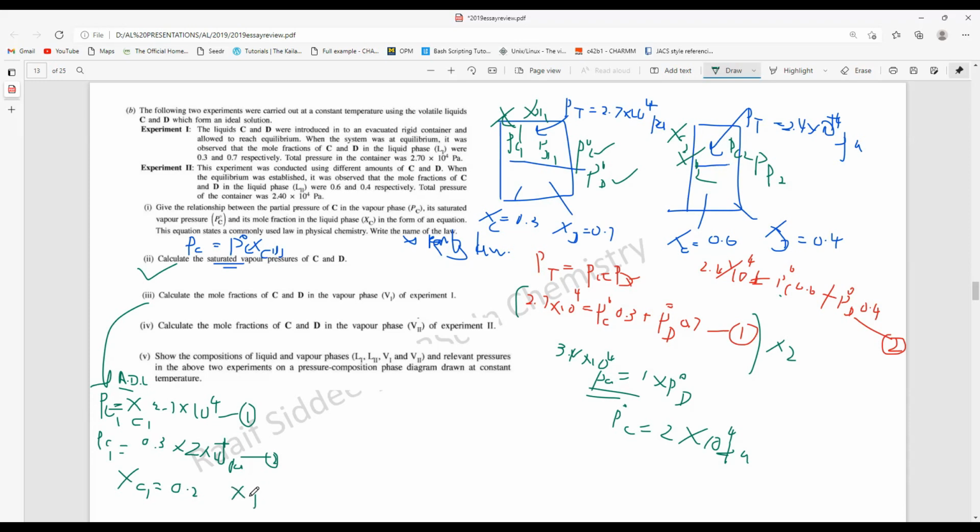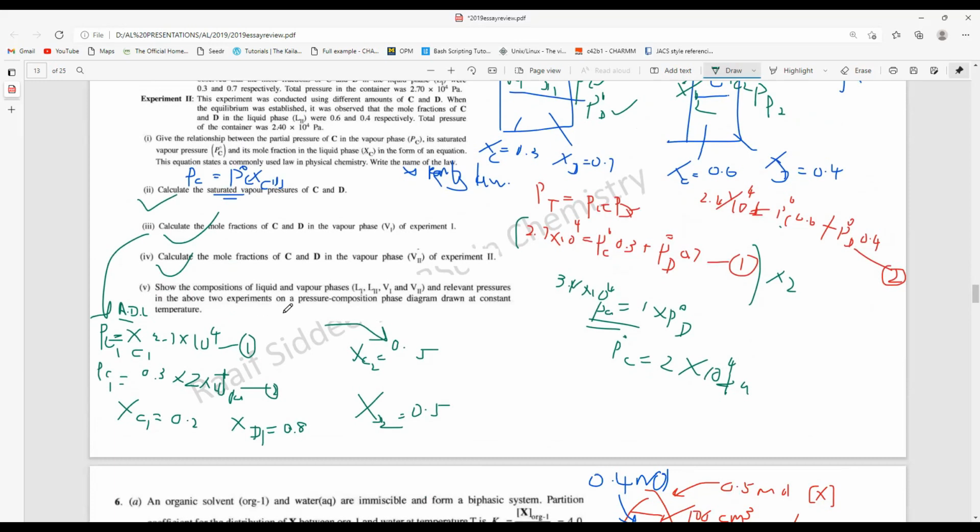If that is 0.2, surely my XD1 will be 0.8, because the sum of the two mole fractions should be equal to 1. In the same way, I can put the same equations for experiment 2, and I can find XC2 as 0.5 and XD2 as 0.5. So that is the way to calculate. These are the things they have told us to calculate. And the last question: show the composition of the liquid and vapor phases L1, L2, V1, V2, and the relevant pressures in the above experiment on a pressure composition trace diagram.